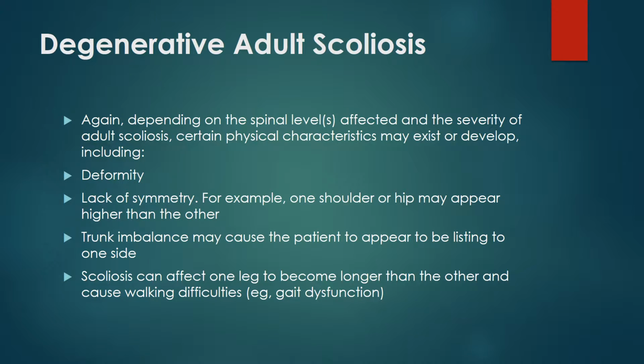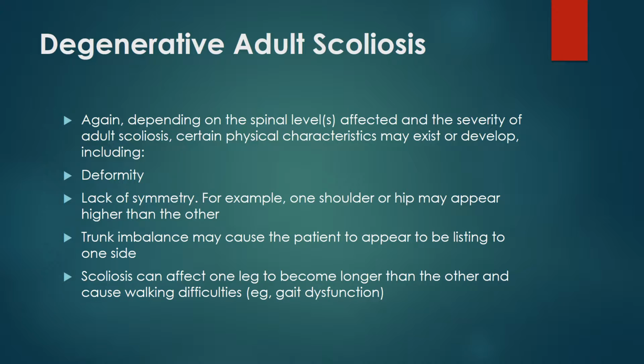Again, depending on the spinal levels affected and the severity of adult scoliosis, certain physical characteristics may exhibit or develop, including deformity and lack of symmetry. For example, one shoulder or hip may appear higher than the other. Trunk imbalance may cause the patient to appear to be listing to one side, like a leaning position. Scoliosis can cause one leg to become longer than the other and cause walking difficulties.